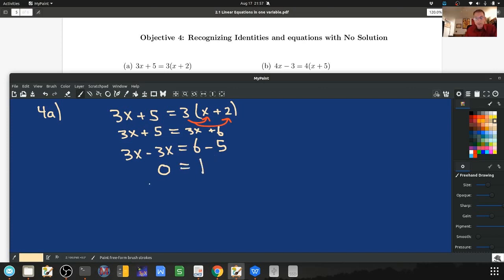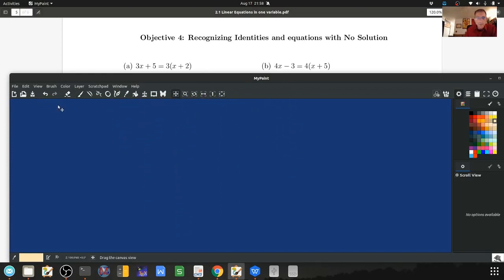So I get a solution where I'm saying 0 is equal to 1. That's impossible. So this is called a contradiction. That's the type of equation it is. And there is no solution. No number works as a solution. And the solution set is the empty set.